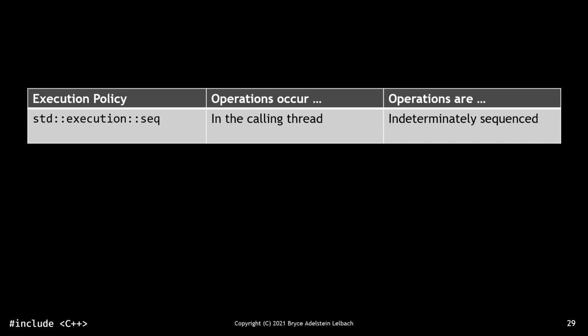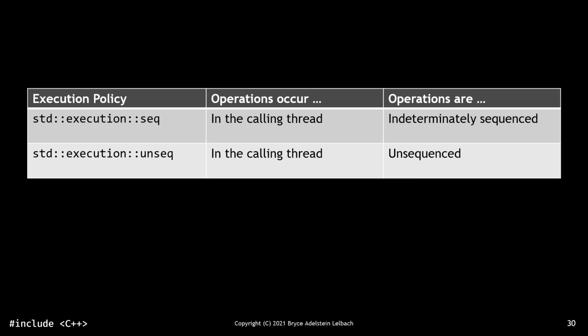Seq indicates that all operations must be performed within the calling thread and must be indeterminately sequenced. Basically, it says no parallelism is allowed. Unseq also requires all operations to be performed in the calling thread, but allows those operations to be unsequenced with respect to each other, meaning that vectorization is allowed, but not required.